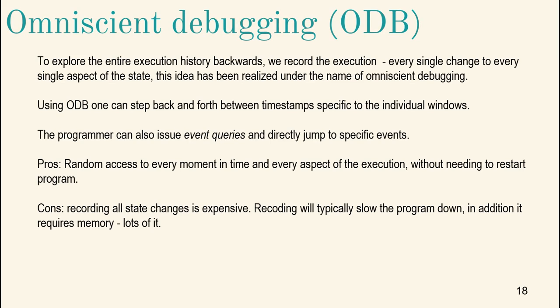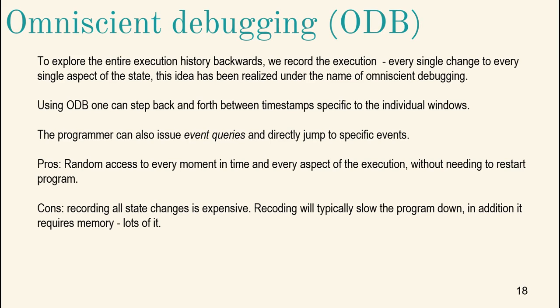Omniscient debugging is to explore the execution history backwards. We record the execution, every single change to every single aspect of the line. This idea has been realized under the name of omniscient debugging. Using ODB, one can step back and forth between timestamps specific to the individual windows. The programmer can also issue event queries and directly jump to specific events.